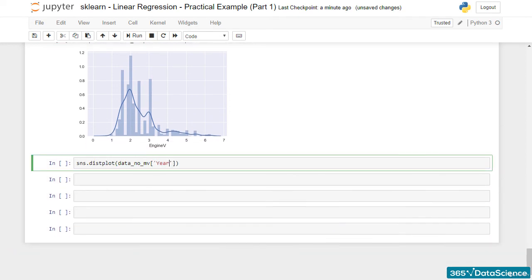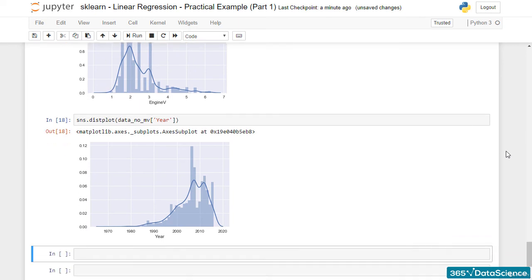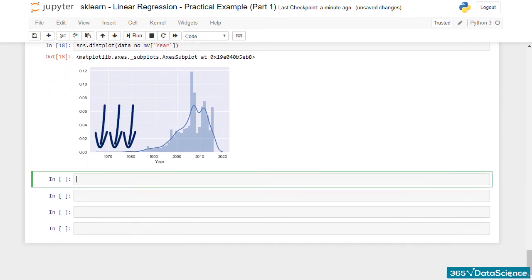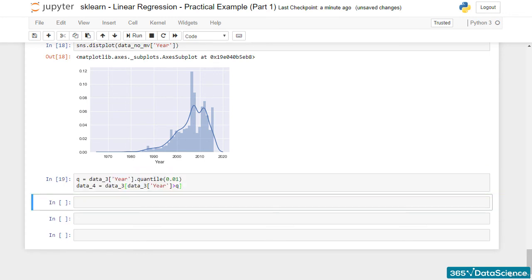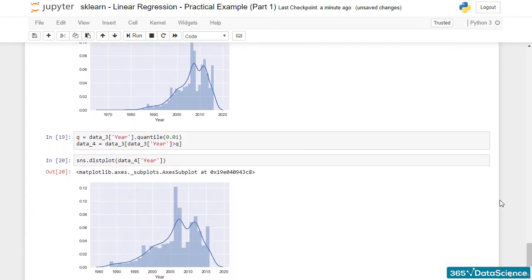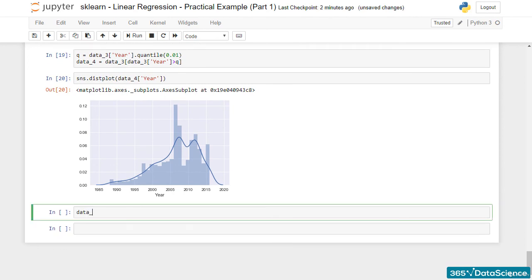What about year? The problem with year is it's on the low end. Most cars are newer, but there seem to be a few vintage cars. This time, I'll take the first percentile, and then we'll keep all observations that are higher. We will finish off by creating a data variable, and we will reset the index. I'll call this variable data_cleaned, as we have successfully cleaned it.